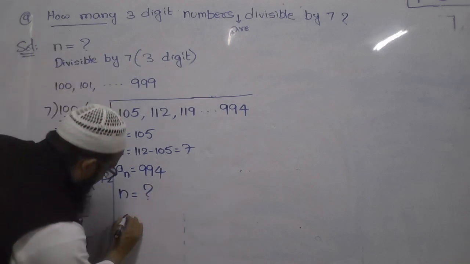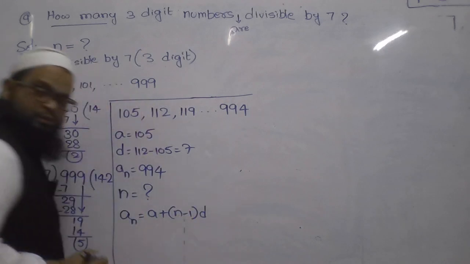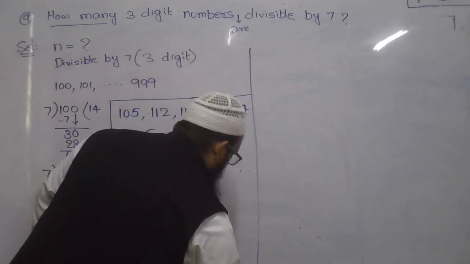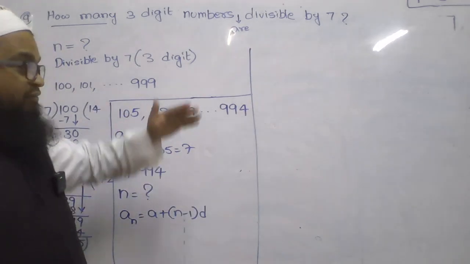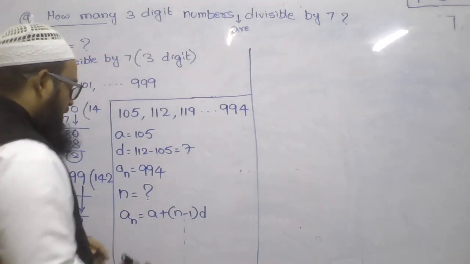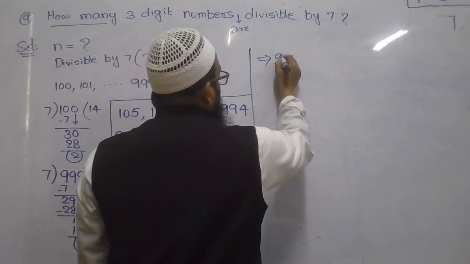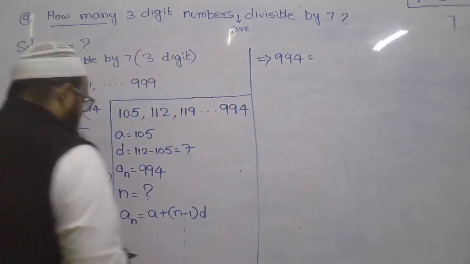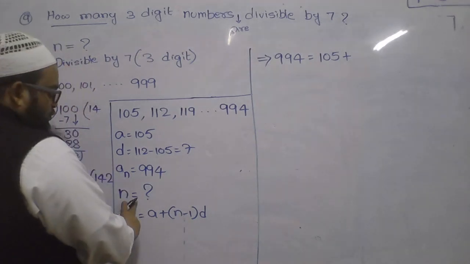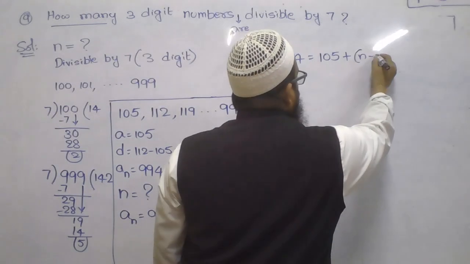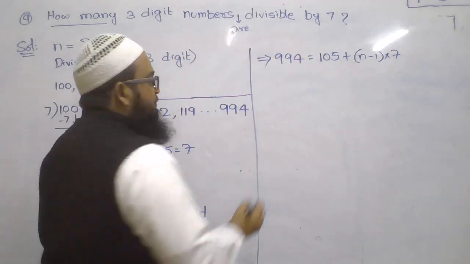So now what is the concept? An is equal to a plus n minus 1 into d. Okay, so let us see the problem now. See, since I don't have place, I am moving horizontally, but you have to move it vertically. Understood? One below the other. Now let us substitute. Did you get nth term? Yes, sir. 994 equals, what is a? 105 plus n minus 1. N minus 1 times what is d? 7.